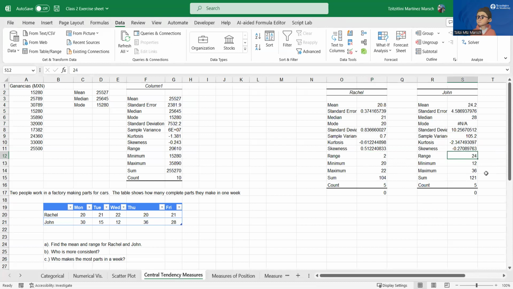And John, literally his range is 24. That means there's a huge difference between Thursday and Wednesday. Don't know what happens to Wednesday. Maybe he has a lot of meetings. Maybe he has another job, another position where it requires more attention on certain days. Whatever the case is, there's a big difference between Wednesday and Thursday.